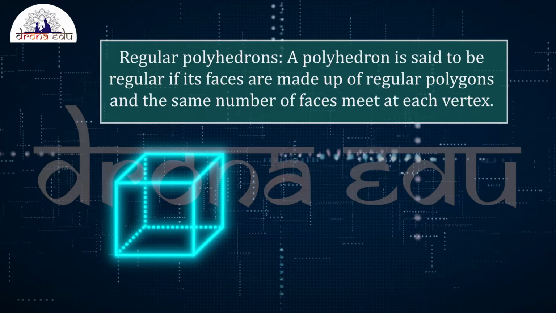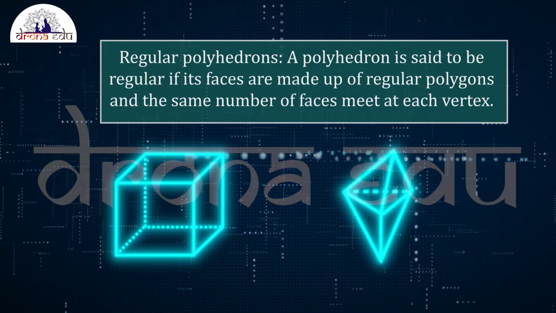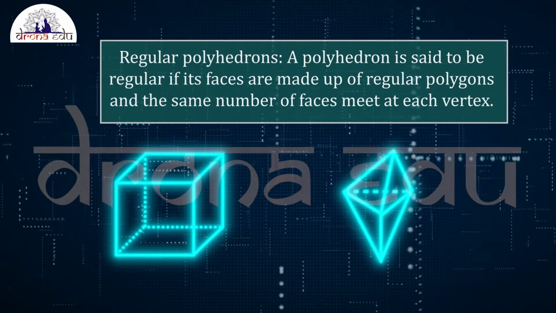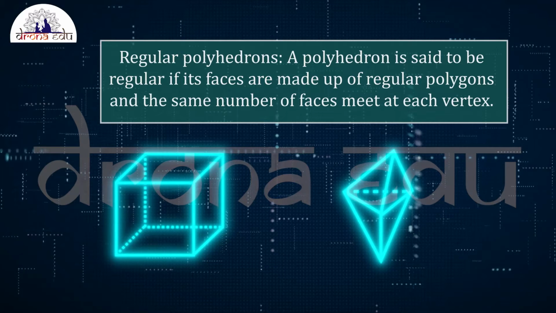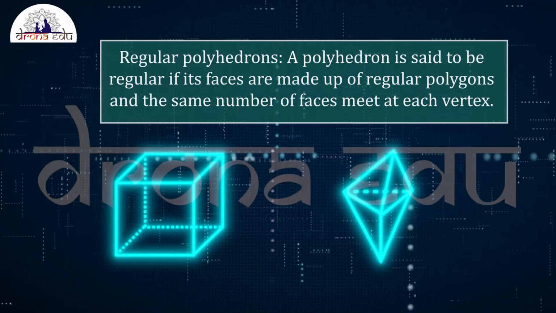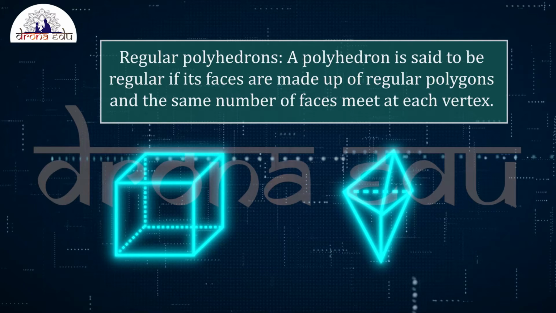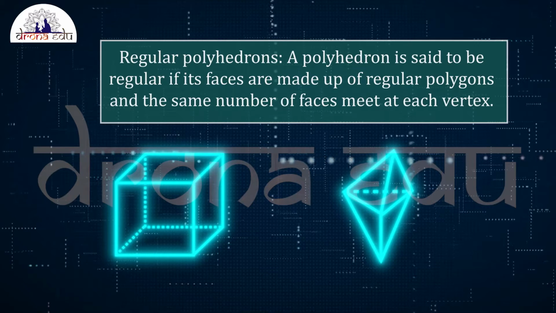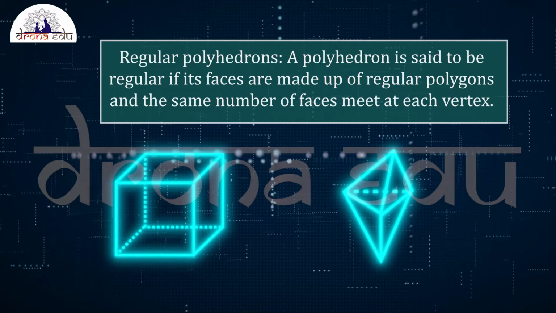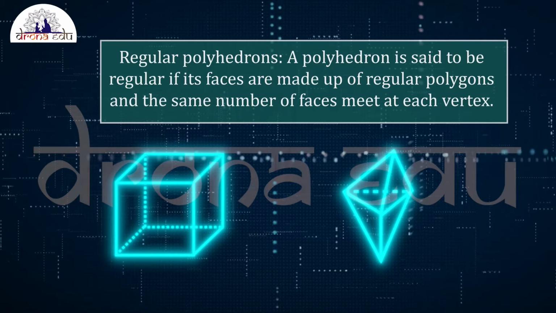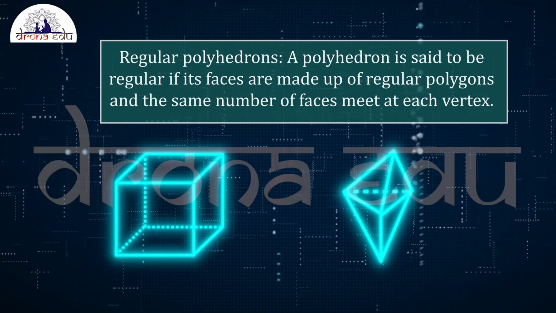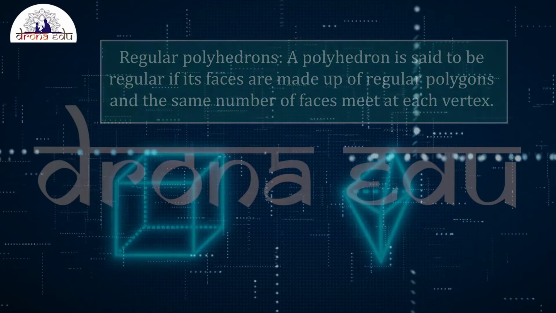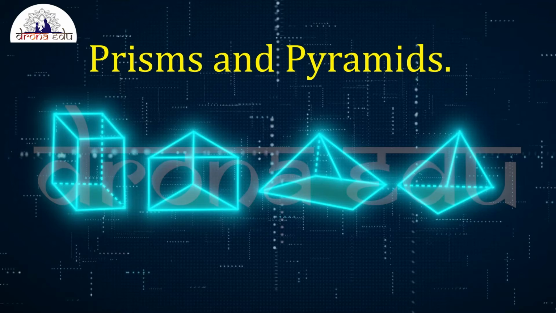Let me show one more picture. This is a polyhedron, but it is not regular, because here all the sides are congruent, but the vertices are not formed by the same number of faces. Here 3 faces meet at A, but 4 faces meet at B. That's why.